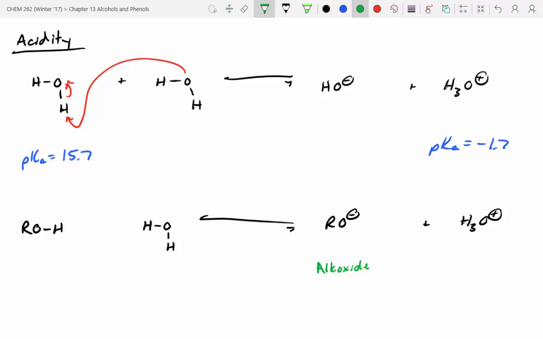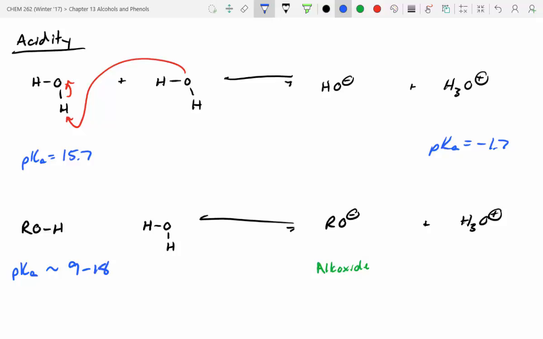What does the R mean in just general organic chemistry terms? Carbon or hydrogen. It's just any carbon atom, right? So it could be any sort of carbon group. This is a generic alcohol. Typically, alcohols have pKa's from anywhere from about 9 to 18.